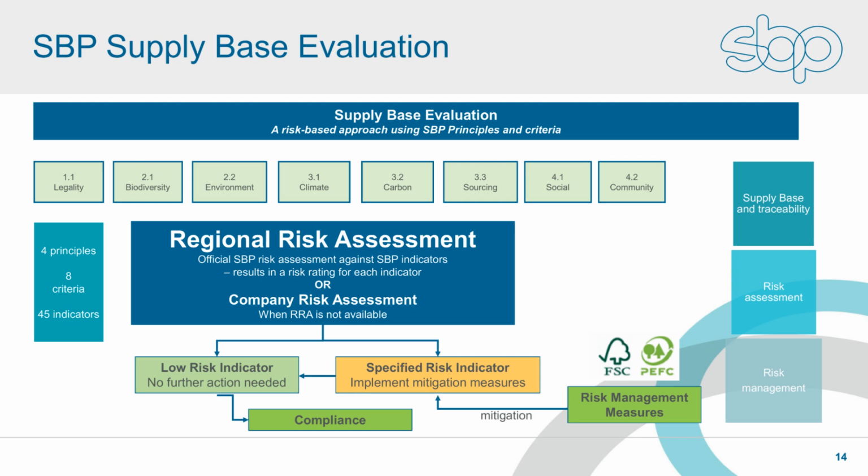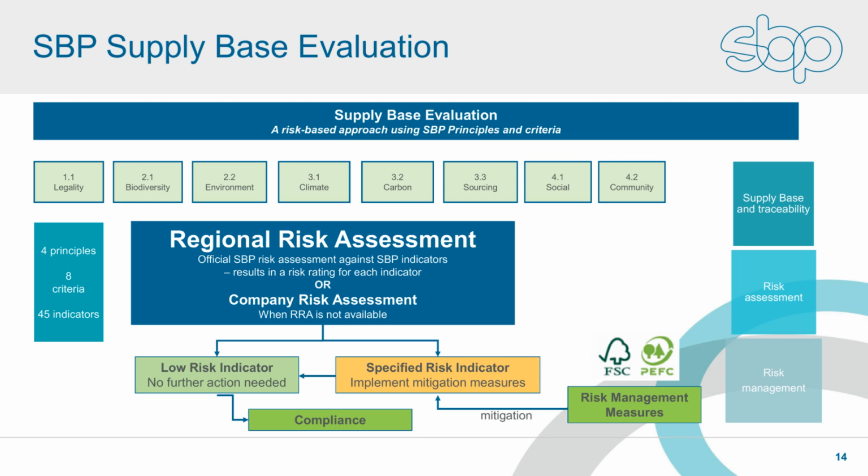Once you have that evidence, you move into risk assessment. This is the middle of the diagram, and it is where the key structural choice of Standard 2 shows up. There are 2 routes. If SBP has published a regional risk assessment, an RRA, for your sourcing area, you use it. It is the official SBP assessment, and it delivers a risk rating for each indicator. It is mandatory to use. If no RRA is available for your area, then you conduct your own company risk assessment, a CRA, following the same logic. RRA where it exists, CRA where it does not.